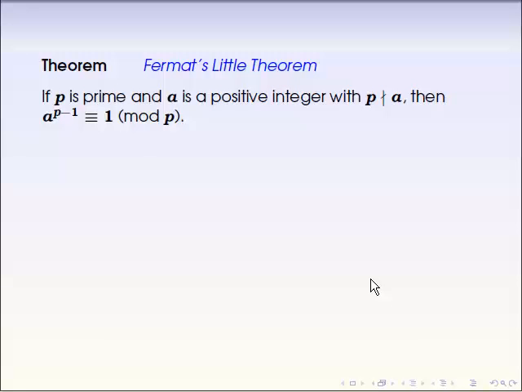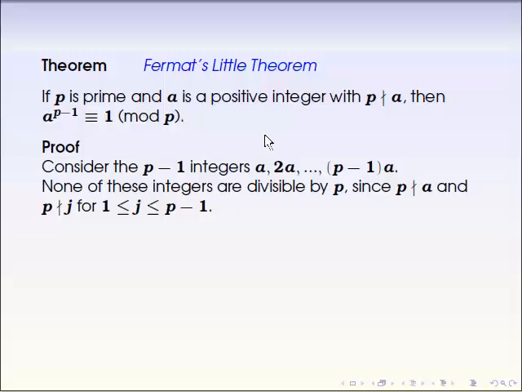Okay, next important theorem is Fermat's Little Theorem. It says if p is prime and a is any positive integer such that p is not a divisor of a, or a is not a multiple of p, then a to the p minus 1 is congruent to 1 modulo p. And this is a very useful fact.